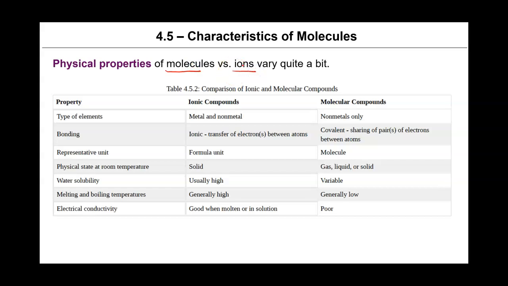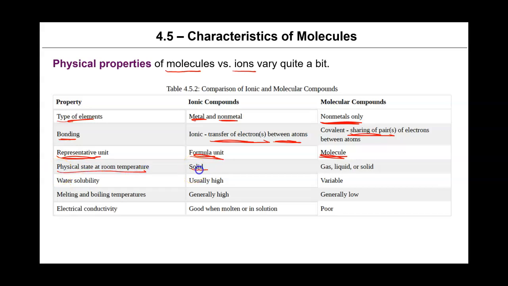Okay. Cool. So let's just look at the comparison of some of the properties of molecular compounds versus ionic compounds. So the types of elements that are present in ionic compounds are metals bonded to non-metals, whereas in molecular compounds, we're looking at bonds between non-metals only. The bonding that takes place in ionic compounds is a result of the transfer of electrons between metal and non-metal atoms, whereas the bonding that takes place in molecular compounds is a result of the sharing of pairs of electrons between atoms. The fundamental unit of an ionic compound is called the formula unit, whereas the fundamental unit of a molecular compound is the molecule.